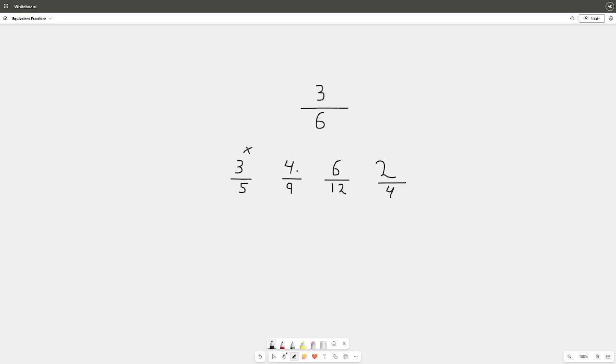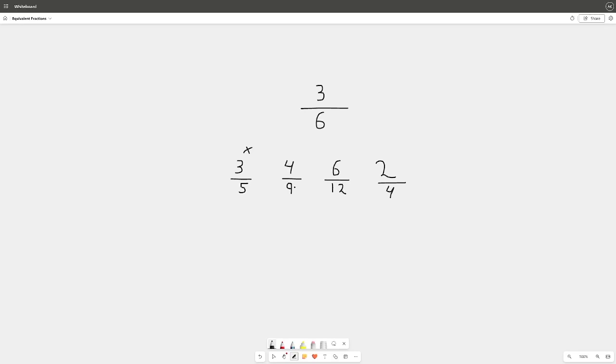Now we have 4 over 9. Is that an equivalent fraction? Well, no, it's not. There is nothing that is equivalent about it. Because 3, for example, you can think of it this way. 3 is half of 6, right? So the top number is half of the bottom number, right? So is 4 half of 9? No, it's not half of 9. So it does not grow proportionally.